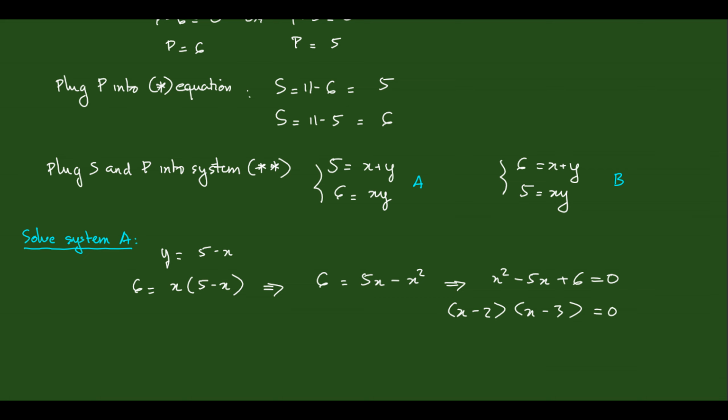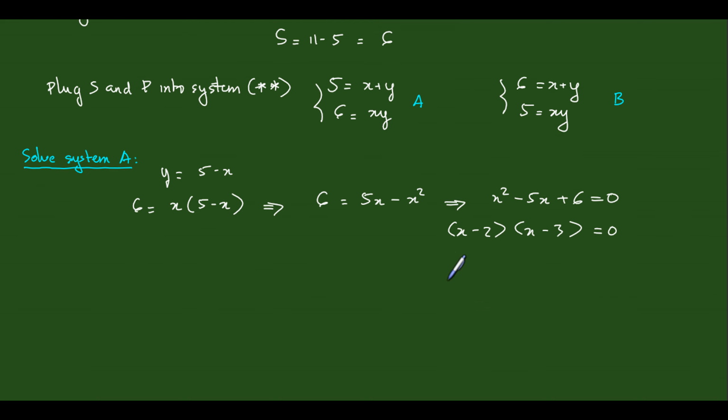Then you can use the zero product property. You solve: x minus 2 equals 0 or x minus 3 equals 0. Then you have x equal 2, x equal 3. And if x equal 2, you plug it back in here. So if x equal 2, then y equal 3. If x equal 3, then y equal 2. Here you go.